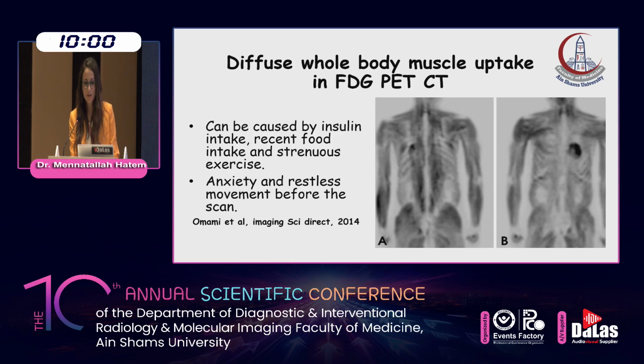My talk today will be about the evolving role of PET-CT in muscular disorders. As we all know, diffuse whole body muscle uptake in PET-CT can be caused by insulin intake, recent food intake, and strenuous exercise. Anxiety also and restless movement can do this to the scan. This is the whole muscular uptake. As you can see, it is bilateral, symmetrical, including all body muscles like the paravertebral muscles also.